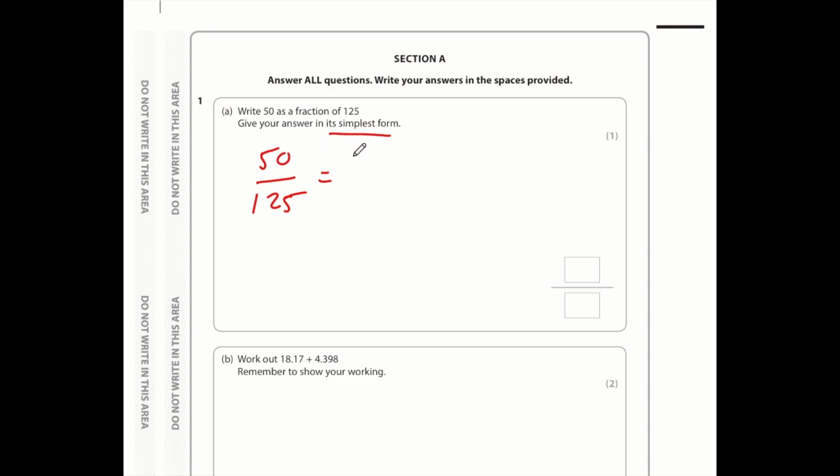50 divided by 5 is 10, and 125 divided by 5, maybe need to do a little bus stop here. 1 divided by 5 is 0, move the 1 along. 12 divided by 5 is 2, with a remainder of 2. 25 divided by 5 is 5, so 10 over 25. However, this fraction can still be simplified, which means there was a number bigger than 5 that goes into 50 and 125. It doesn't really matter that we didn't find it, or maybe you did, but we can divide these two by 5 again. 10 divided by 5 is 2, 25 divided by 5 is 5, so the answer is 2/5.